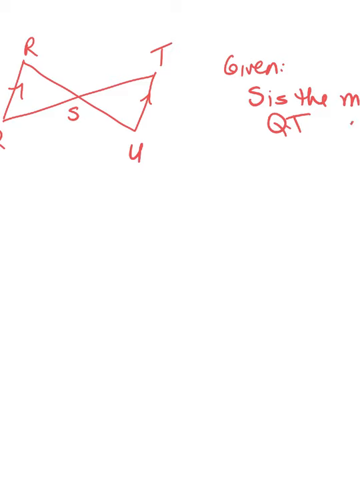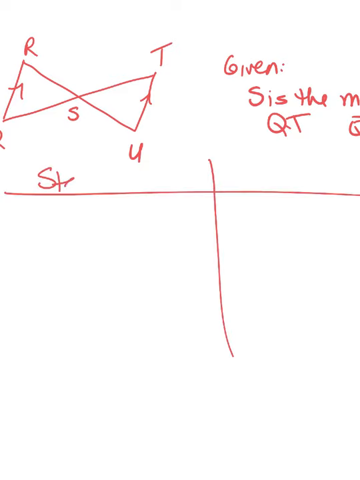And QR is parallel to TU. Now, as these proofs get a little bit longer, you could put one given at a time and then make your conclusions, or you could still dump all your givens. I am okay with you dumping all your givens on the first line. So we have statement and reason.